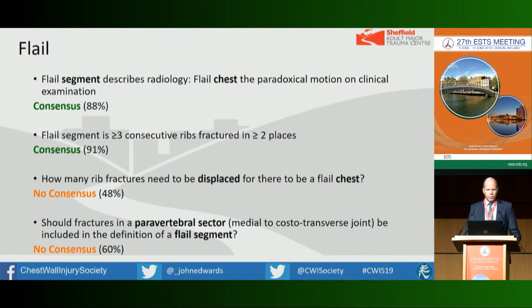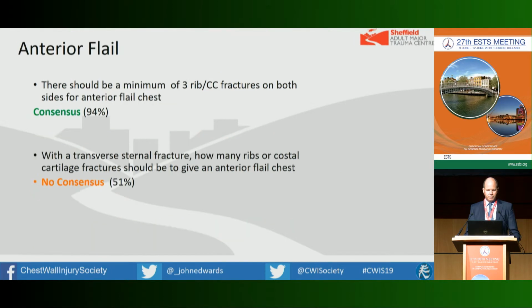In terms of the number of ribs, it was a fairly clear consensus towards the usual convention of 3 or more ribs fractured in 2 or more places. But when it came to asking how many ribs needed to be displaced to give a flail chest, we were unable to agree. And similarly, we were unsure about how to include those fractures in the paravertebral sector.